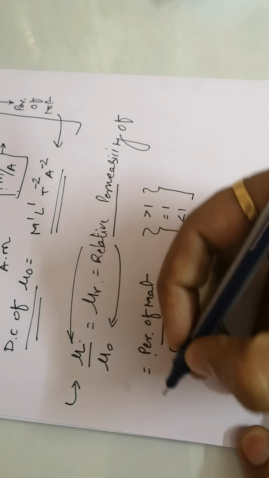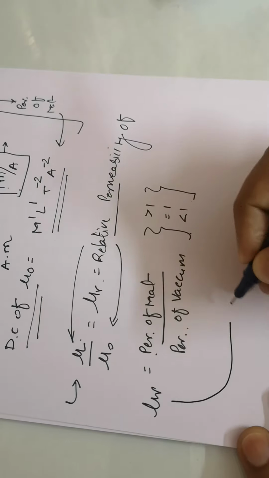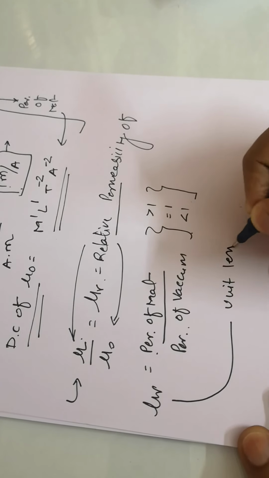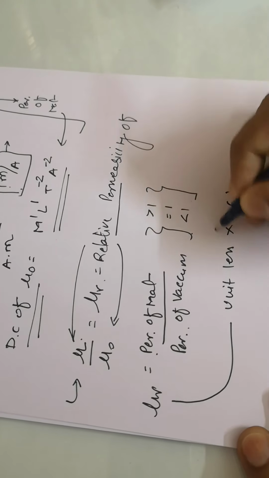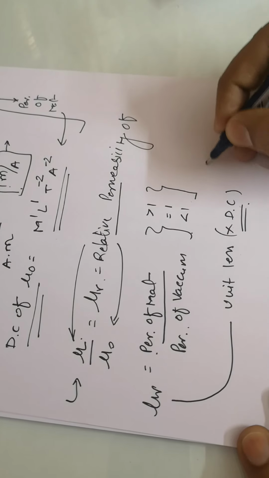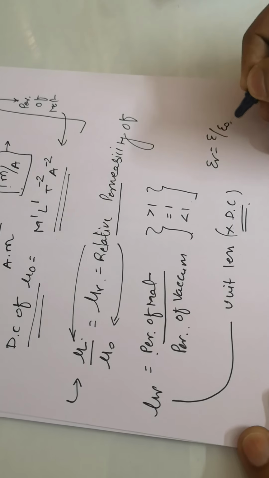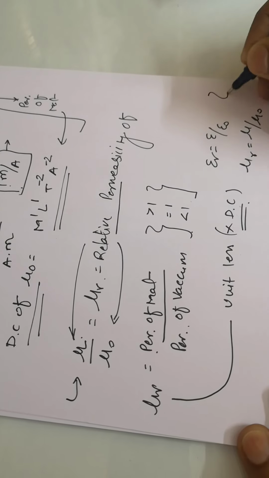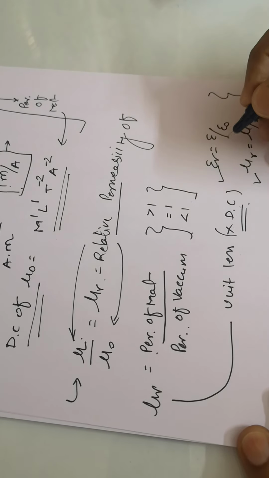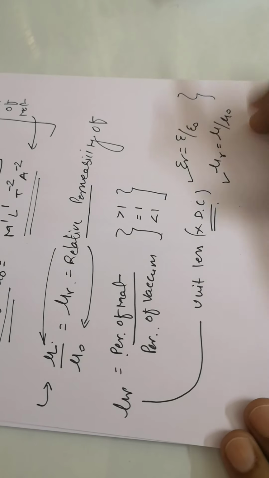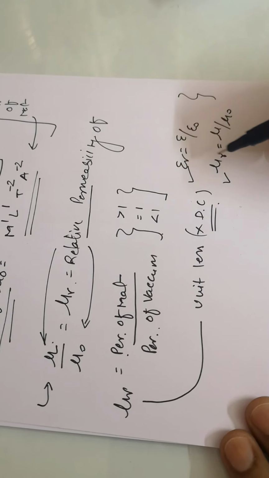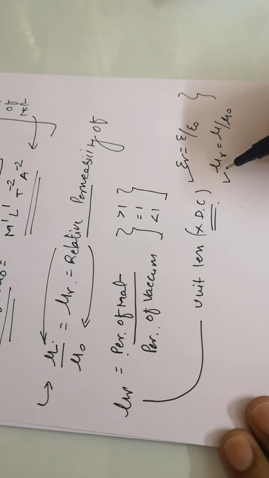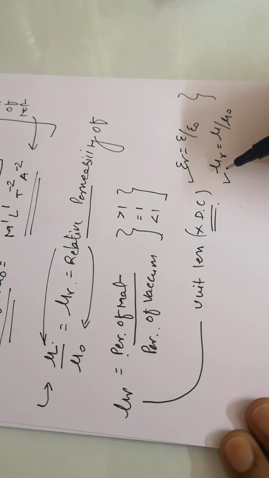Mind well, this mu r is a unitless quantity, so it does not contain dimensional configuration. So either they are asking epsilon by epsilon 0, or mu r, mu by mu 0. This quantity is called as relative permittivity, and this one is called as relative permeability. Both are unitless quantities. So afterwards we will move to the another theorem. Thank you.